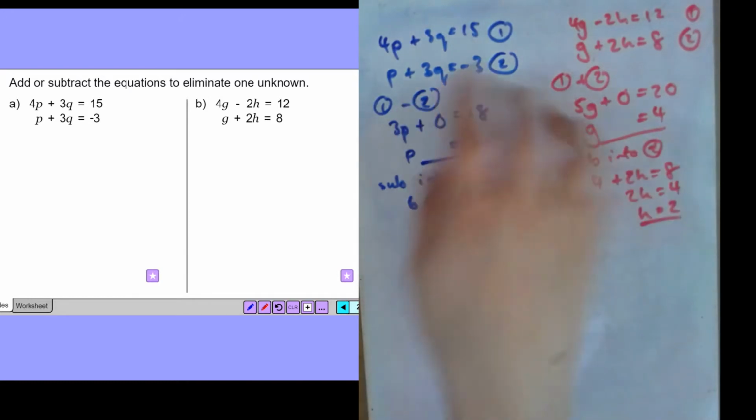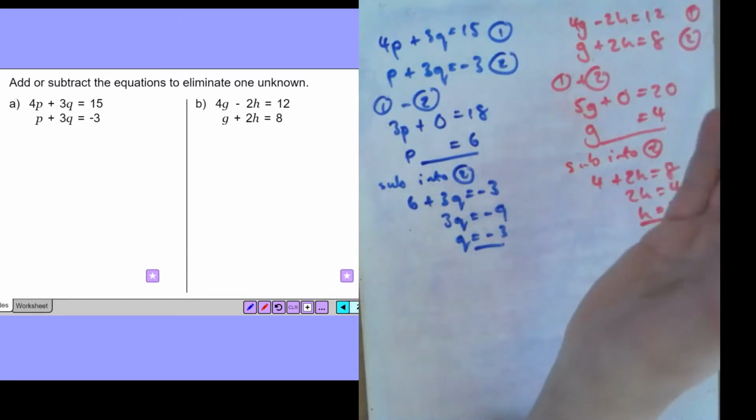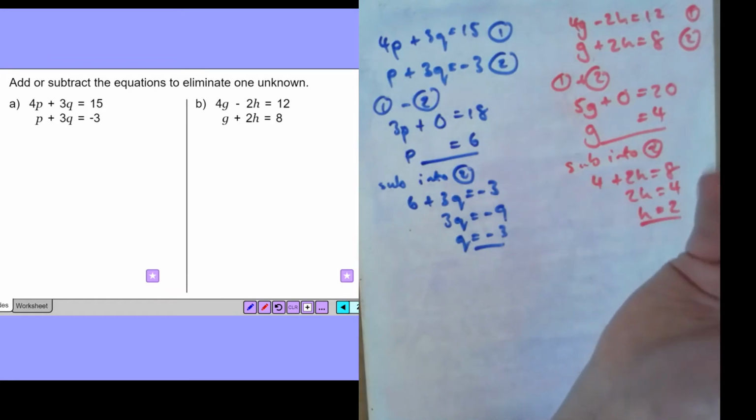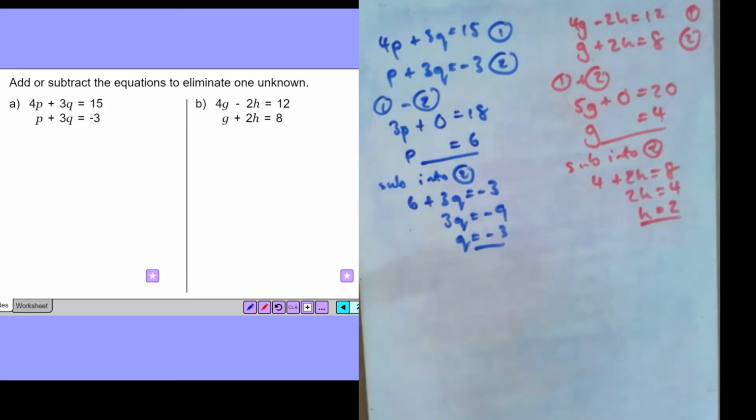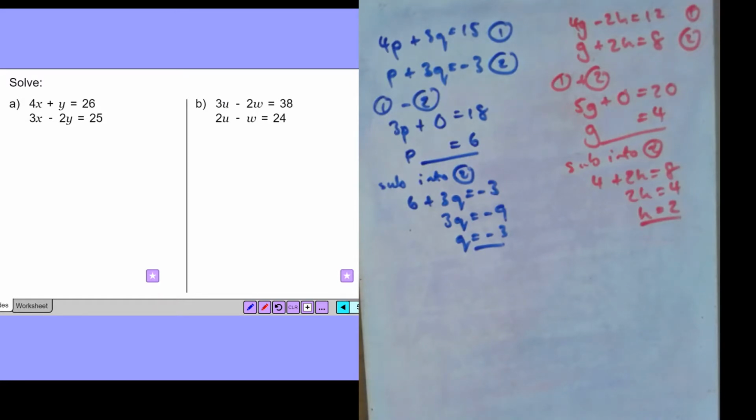Okay, so this is what happens if they've set it up and it's nice and easy and you already have a variable that's in place. So it's just a nice easy way that you can just eliminate the variables straight away.